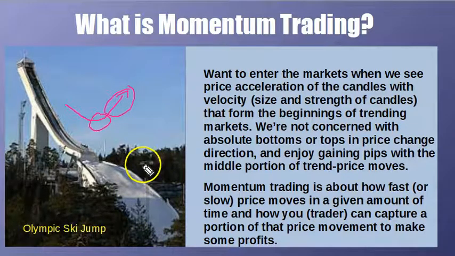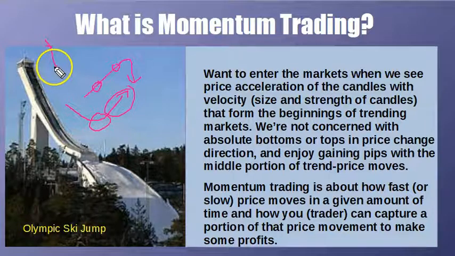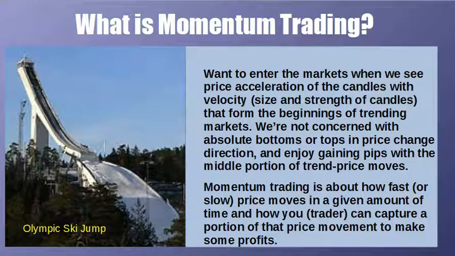So again, it depends on how quickly price goes up, and we want to enter and then exit by gaining a bit of the uptrend, because we never know when it's going to stall again and price is going to reverse down again. So on a downtrend, we want to get in as soon as we can, capture the middle portion before price comes around again. That's what we mean. Momentum trading is about how fast or slow price moves in a given amount of time, okay? And we want to always capture a portion of that movement.